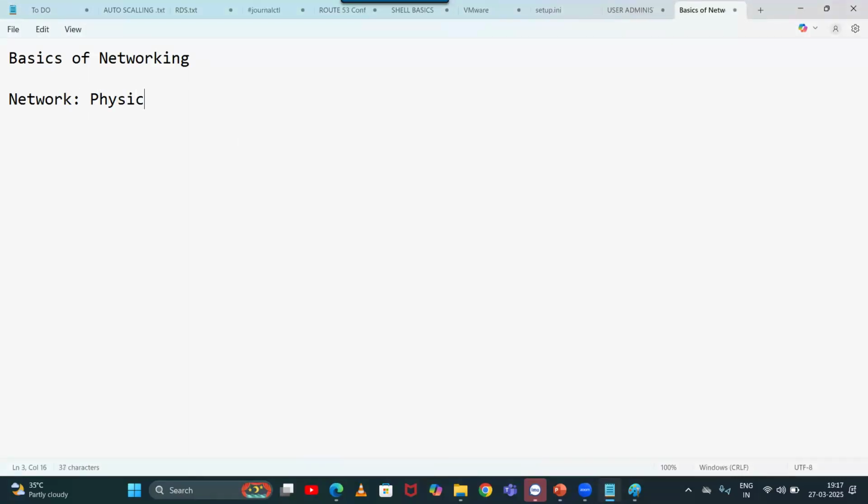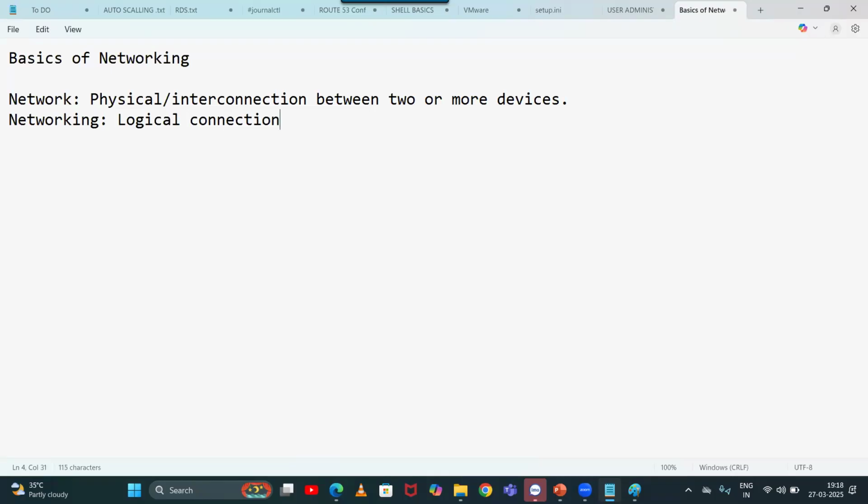Network means physical or interconnection between two or more devices. Devices means networking device. It can be PC, switch, router, hub, whatever it is. Networking means logical connection between two or more devices.